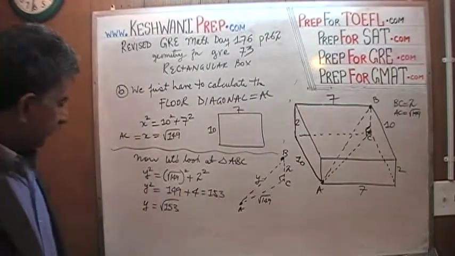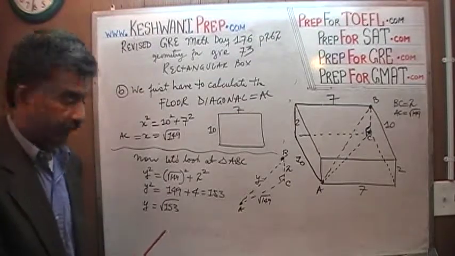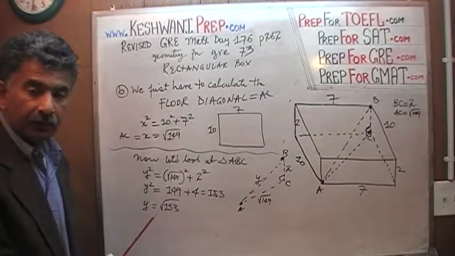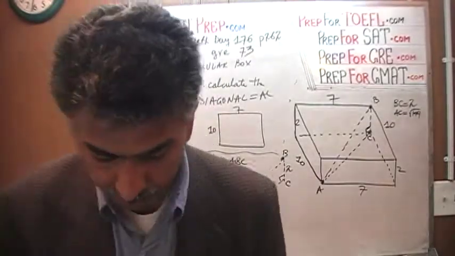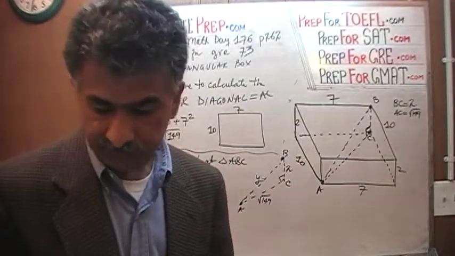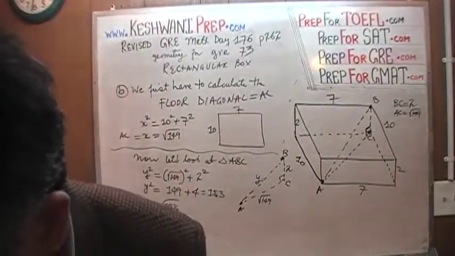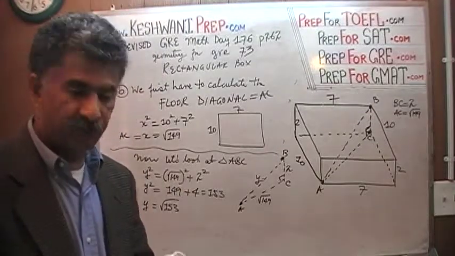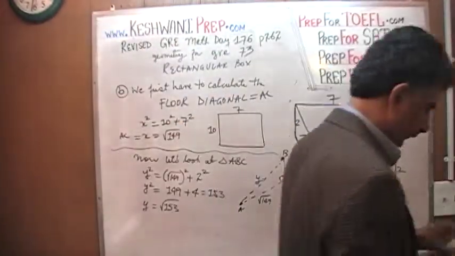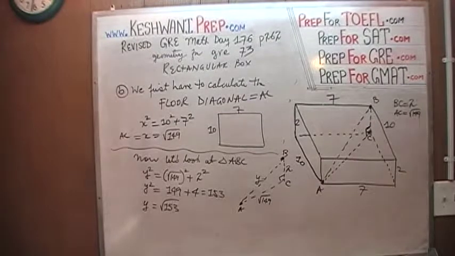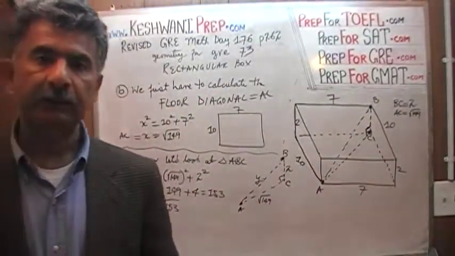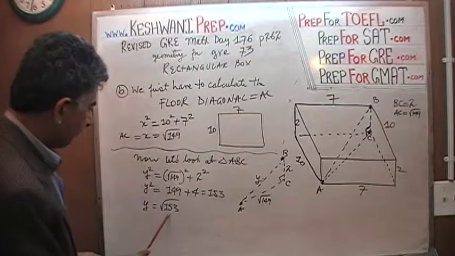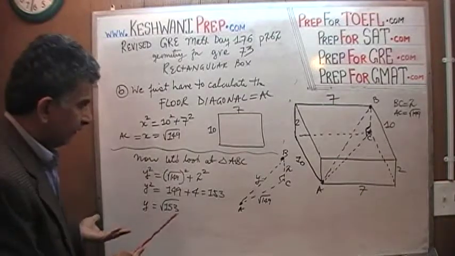Is 153 divisible by anything? Let's see. Obviously it's not divisible by 2 because it's an odd number. Is it divisible by 3? If you've been watching my videos, you know how we figure that out. If the sum of the digits is divisible by 3, then the number itself is divisible by 3. Here we have 1 plus 5, which is 6. 6 plus 3 is 9. So 153 is divisible by 3.